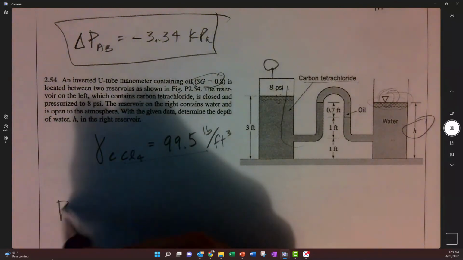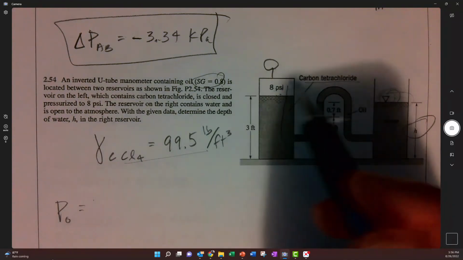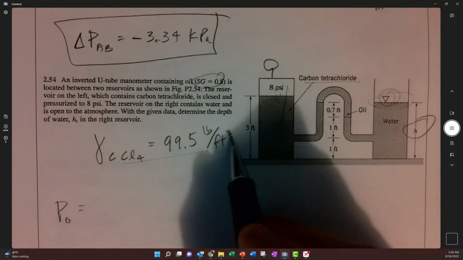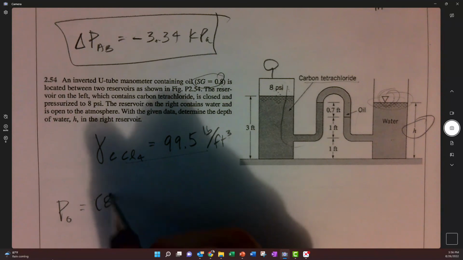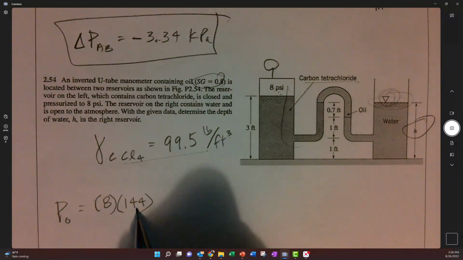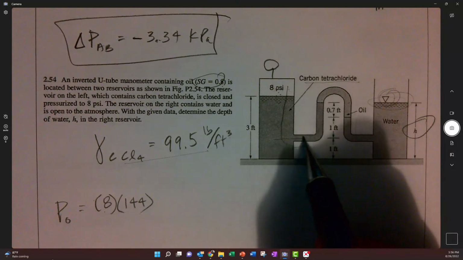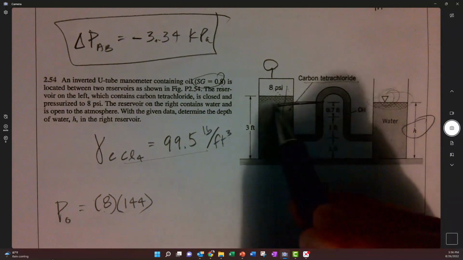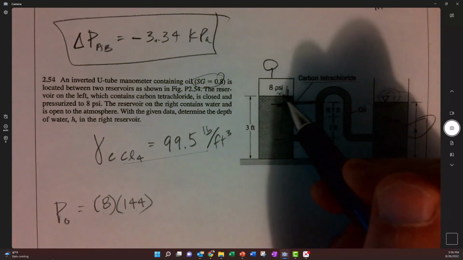So I'm going to say the atmosphere is going to be equal to, and I'm just going to go ahead and use the numbers instead of trying to come up with symbols for all these. We know that we're going to have 8 psi, but I'm going to do everything in feet, so I need to turn the psi into pounds per square foot. So I'll take my 8 and multiply by 144. Now this result is going to be pounds per square foot instead of pounds per square inch.